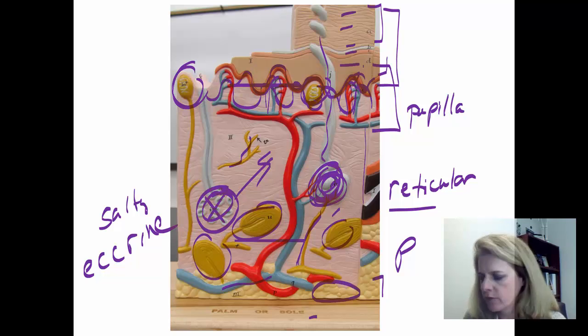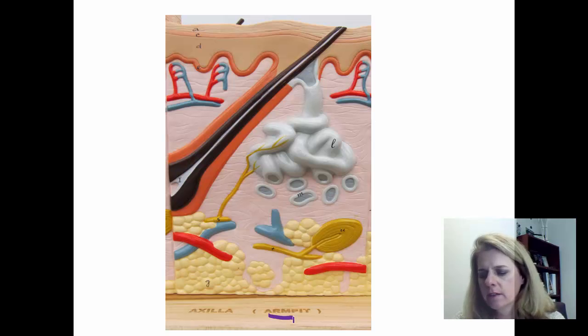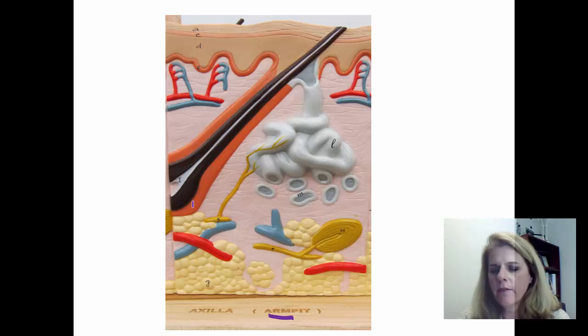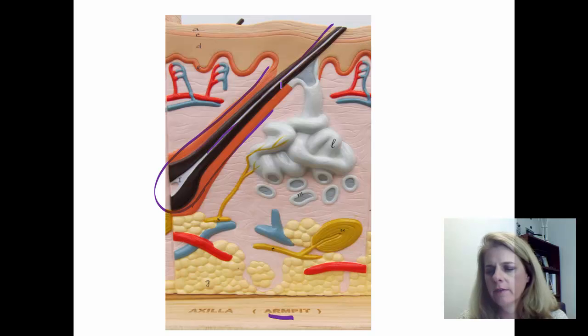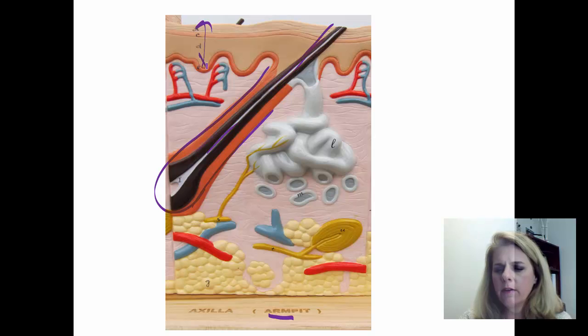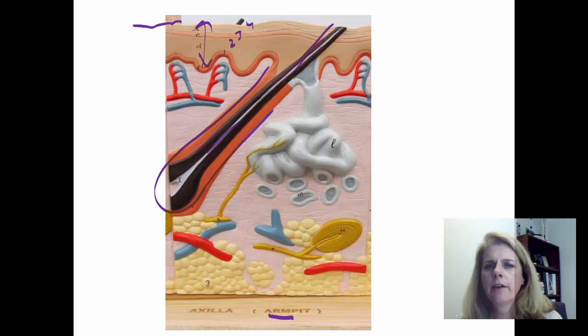So I've just pointed out structures in your thick skin. Now this is your axillary or armpit area, and you should notice you have a hair. This is a hair follicle. This is the actual hair itself with a little hair shaft in the middle. You see you've got the same layers, but here you only have 1, 2, 3, 4. You're missing that stratum lucidum. Remember, that clear layer is only in thick skin. So there are only going to be 4 layers in the armpit and in the scalp.